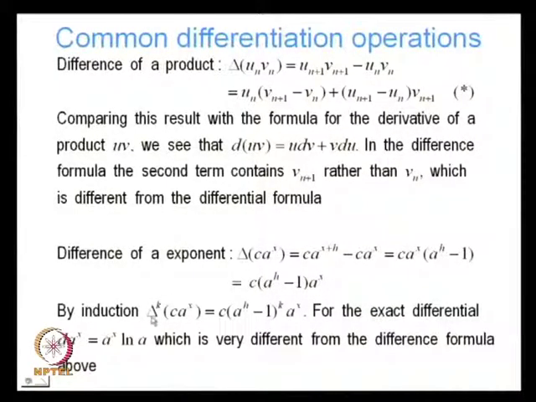So, by induction, if I operate on this k times with the difference operator, I can show that this becomes (a minus 1) to the power k times a to the power x. Now, see what you would get if I used exact differentiation. D a to the power x would have given me a to the power x ln a, which is very different from the difference formula which we calculated here.